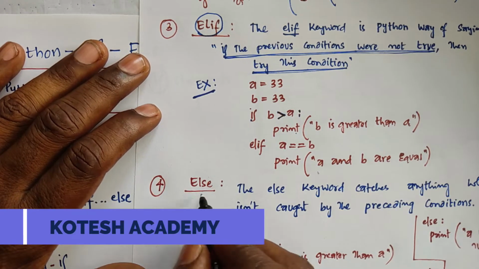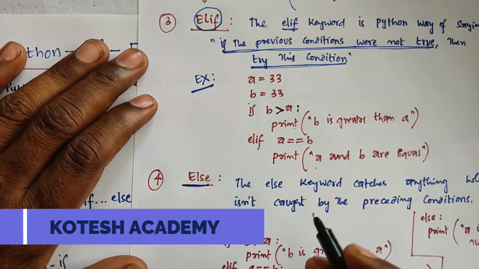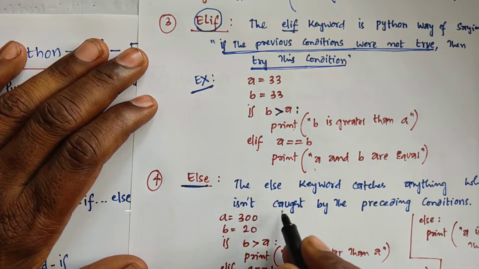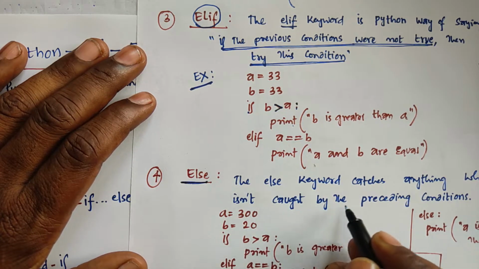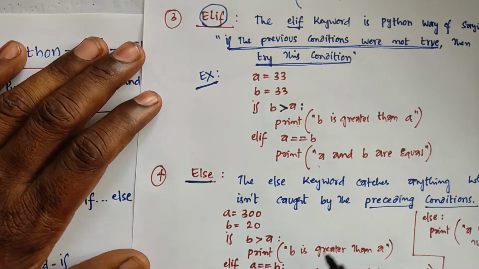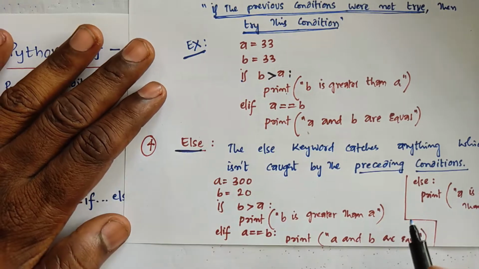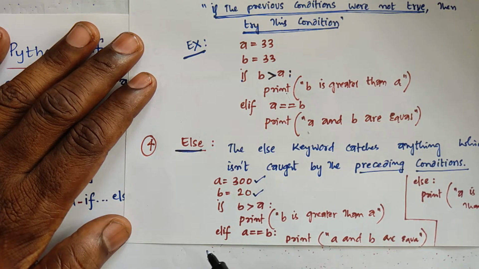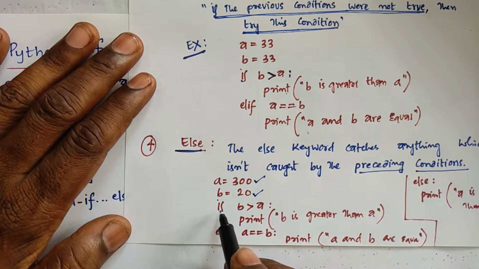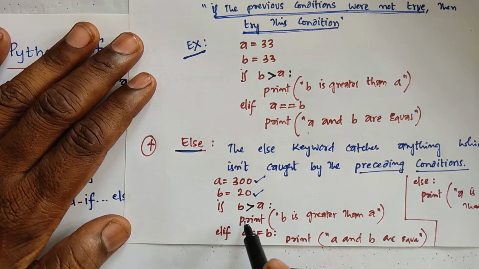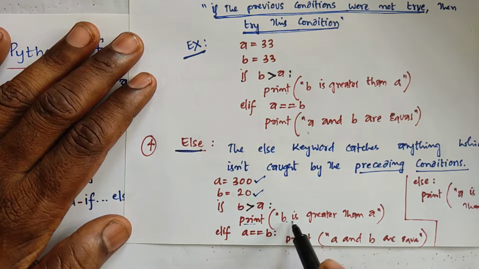Now a fourth example is the else instruction. The else keyword catches anything which is not caught by the preceding conditions. Preceding conditions means previous conditions are not satisfied. For example, A is equal to 300, B is equal to 20. The first condition is if B is greater than A, then you can write print B is greater than A.